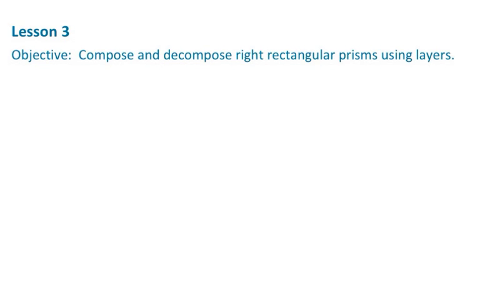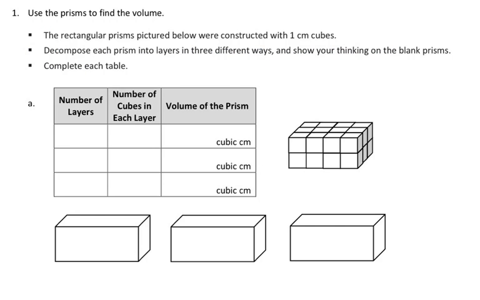This is grade 5, module 5, lesson 3, and the objective in this lesson is to compose and decompose right rectangular prisms using layers. So let's take a look at question number 1. And it says, use the prisms to find the volume. And there's 3 bullets here.